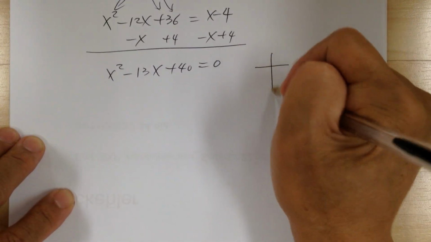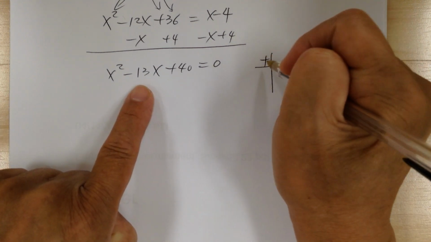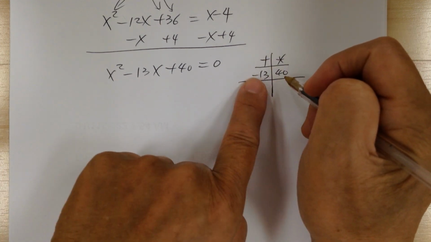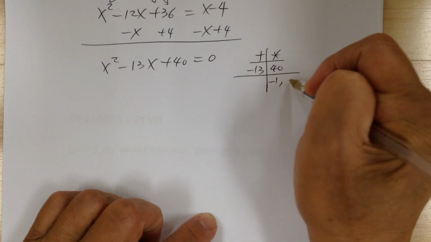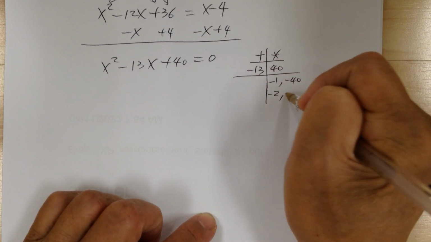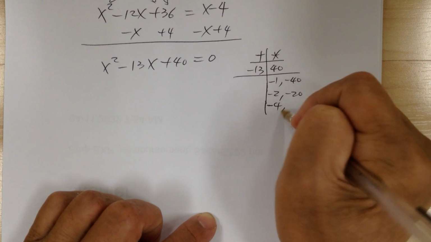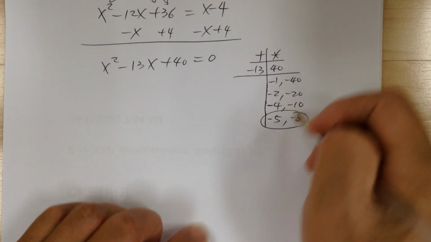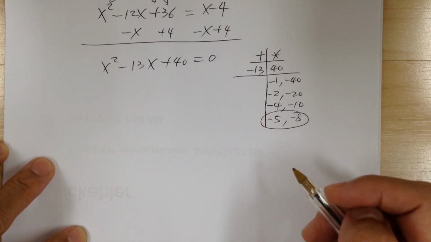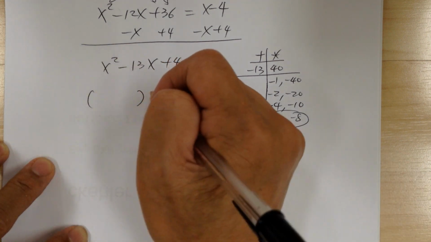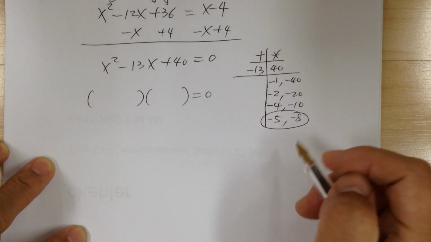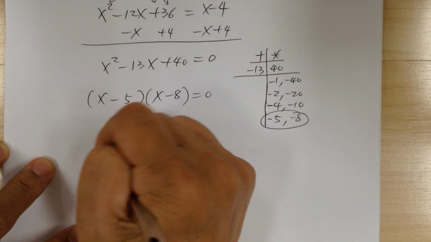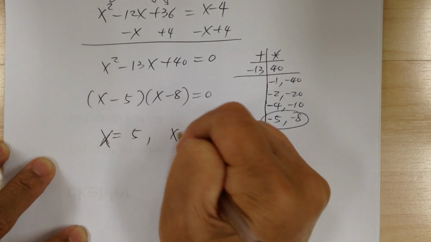Let's go and try to see if we can factor. So you have to add to get negative 13, and multiply to get 40. Since you want to get negative, you have to use both negative. So negative 1, negative 40; negative 2, negative 20; negative 3 cannot; negative 4, negative 10; and negative 5, negative 8, and that's the one. So you're going to get x and x, minus 5, minus 8. So x equal to 5, x equal to 8.